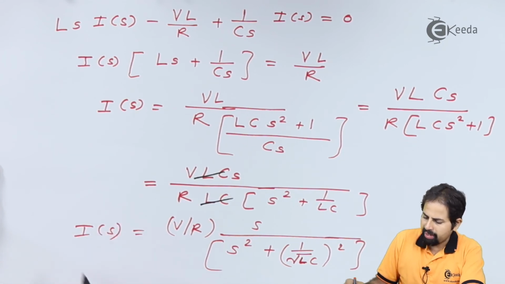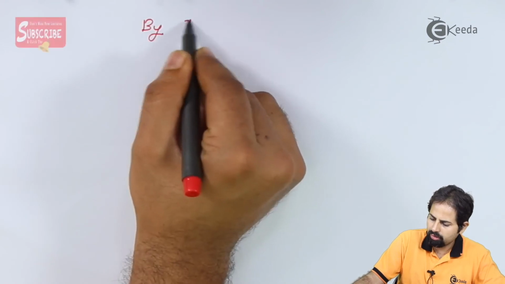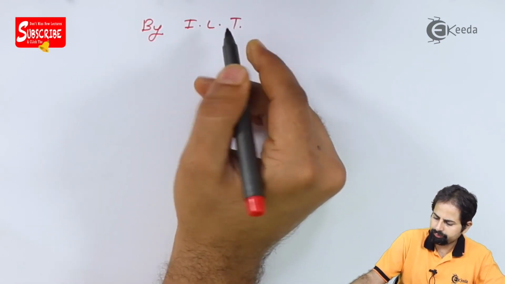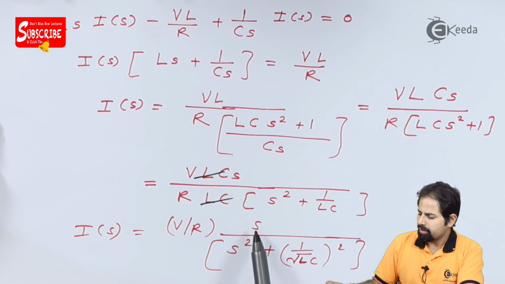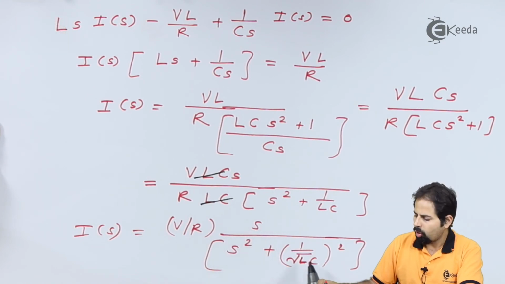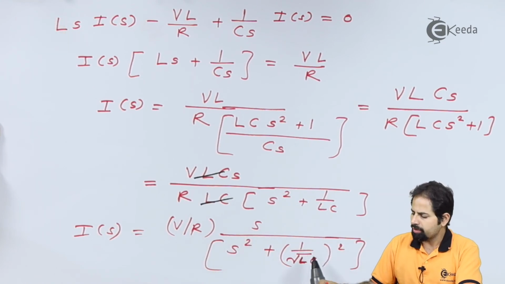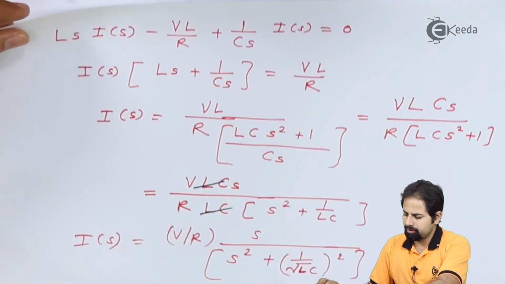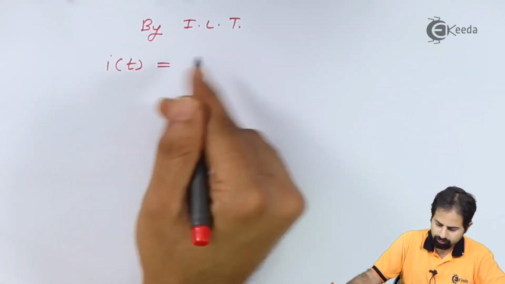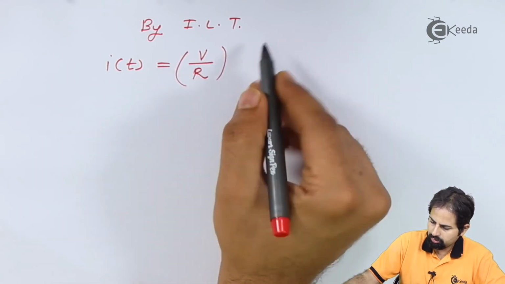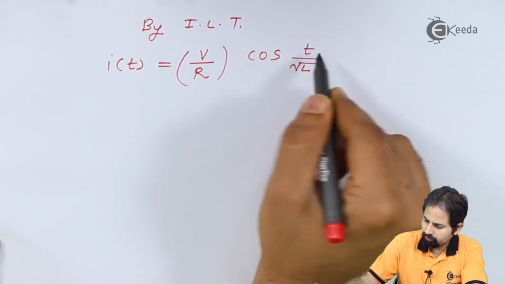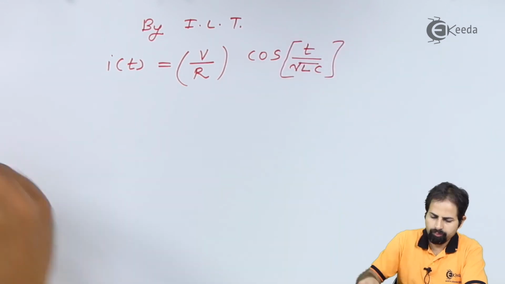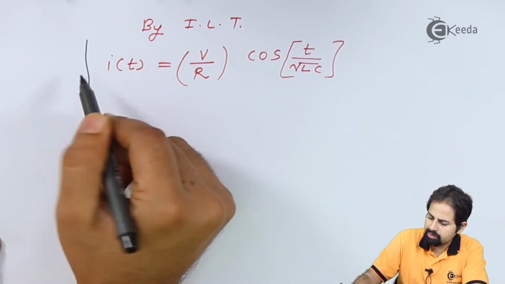So now if I apply inverse Laplace transform, we should get the answer. On the left hand side, I will get i of t, and on the right side, I will get, since this has S in the numerator, cos of omega t. So cos of t into 1 upon root of LC. And that completes our required answer.